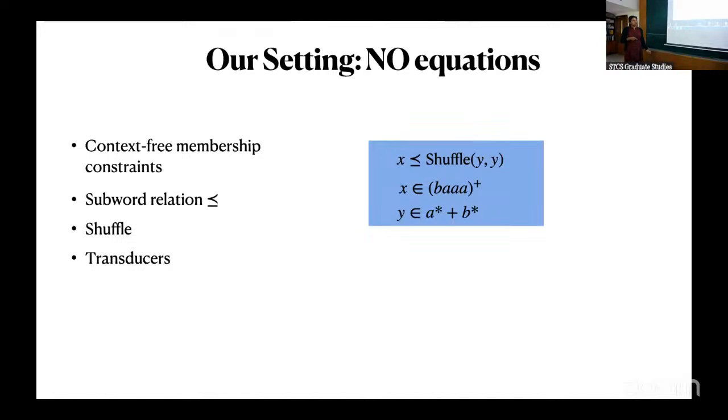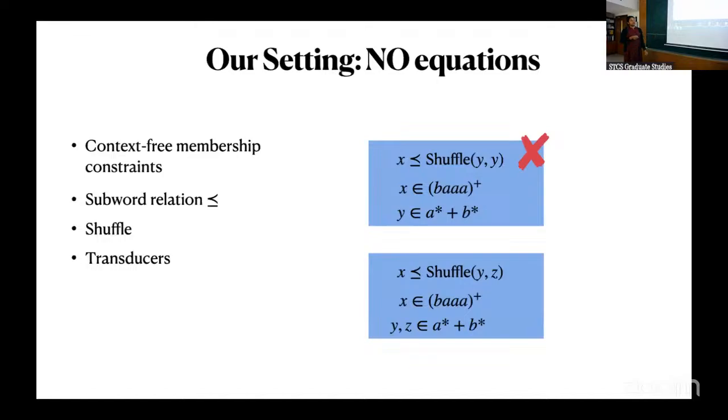On the other hand, if instead of this y, I use y and z, both of these variables, and I put the same constant, then for y I can put some A's, for z I can put some B's, and then I can shuffle them and get my required BAA, and that's fine. So this one is satisfied. So that's the problem setting.